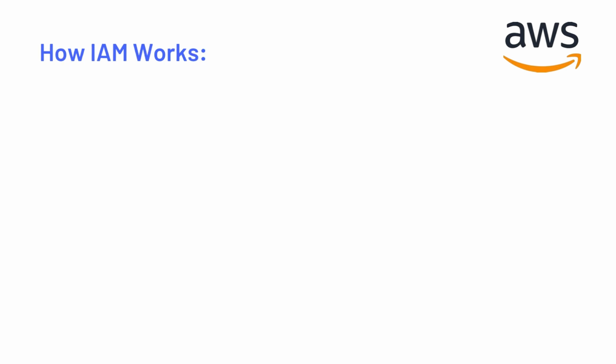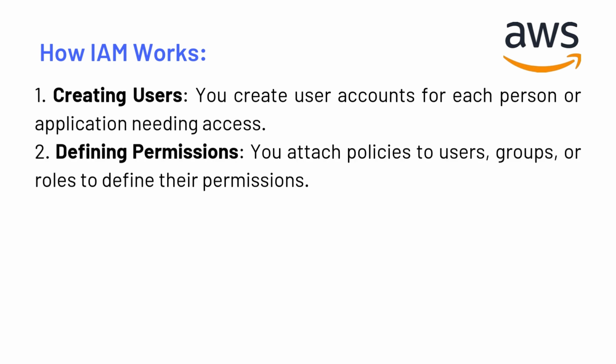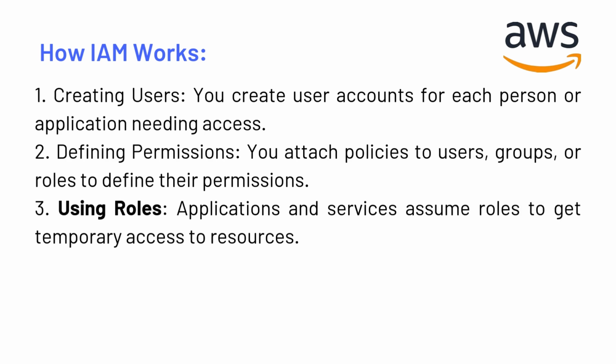How IAM works. 1. Creating users. You create user accounts for each person or application needing access. 2. Defining permissions. You attach policies to users, groups, or roles to define their permissions. 3. Using roles. Applications and services assume roles to get temporary access to resources.